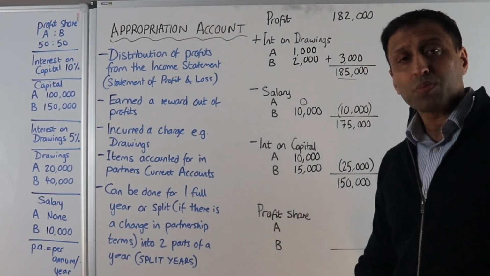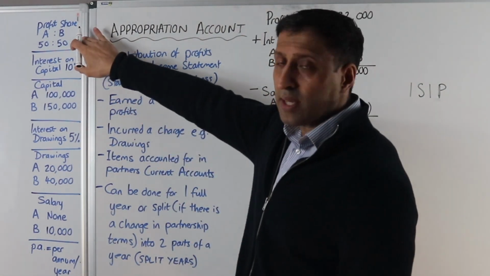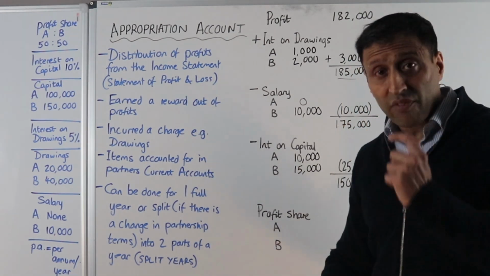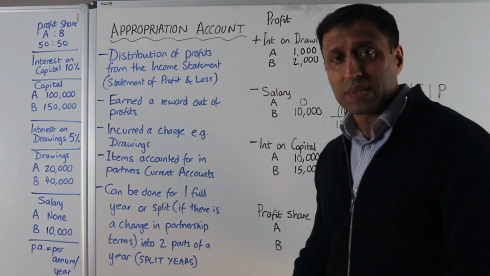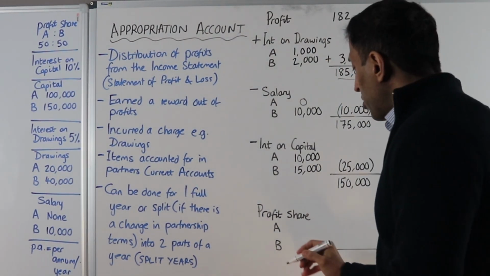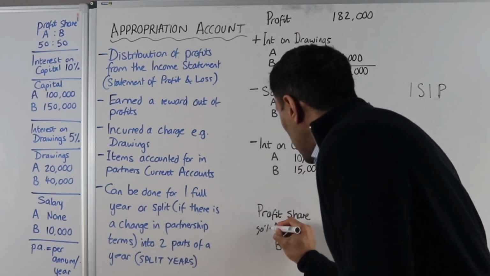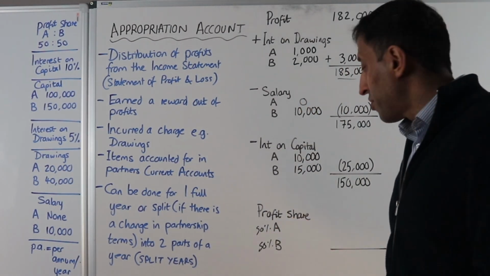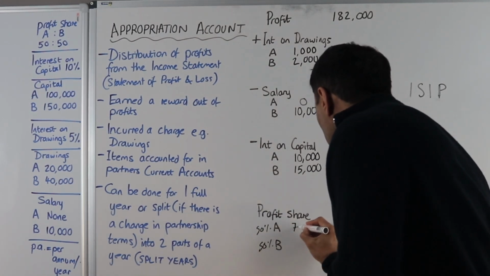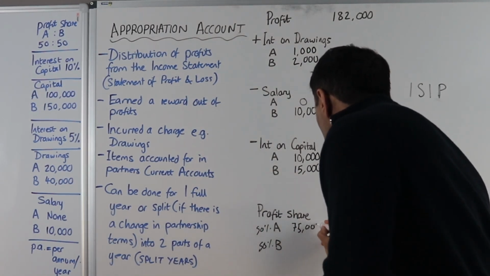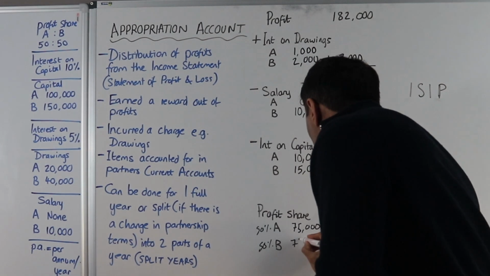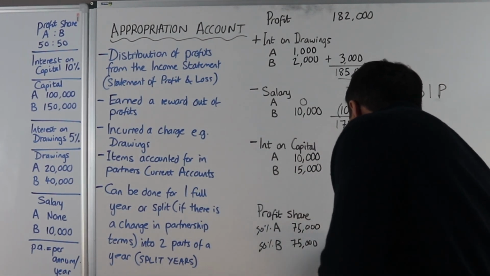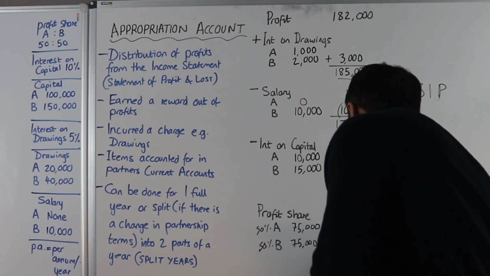The last thing we do is profit share. Profit share in this case has been agreed as equal profit share, 50-50. It could be different, it could be 25%, 75%, it could be any proportion. So in this case it's 50% for A, 50% for B, so 50% of 150,000 is 75,000 for A, 75,000 for B. Now when we add all that up, these two, it comes to 150,000.